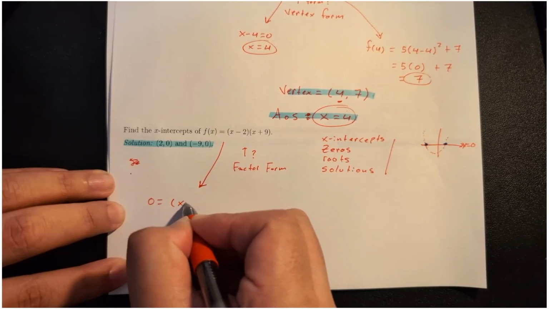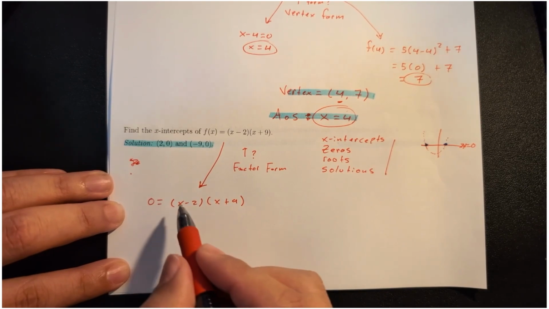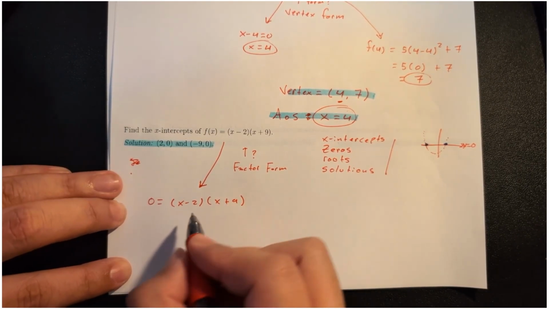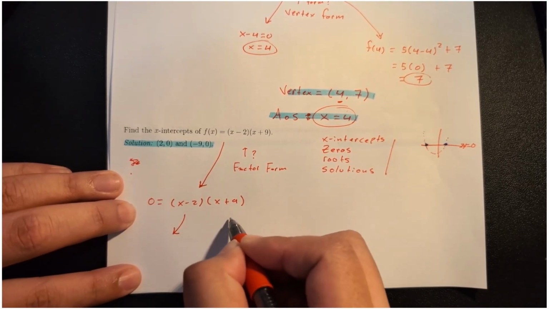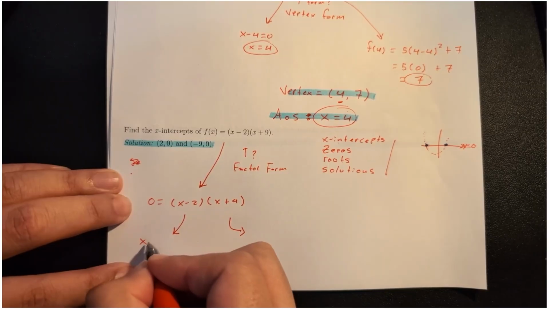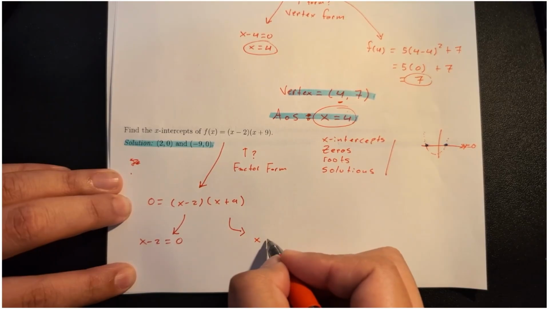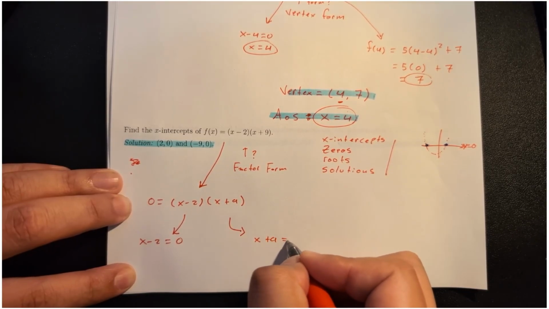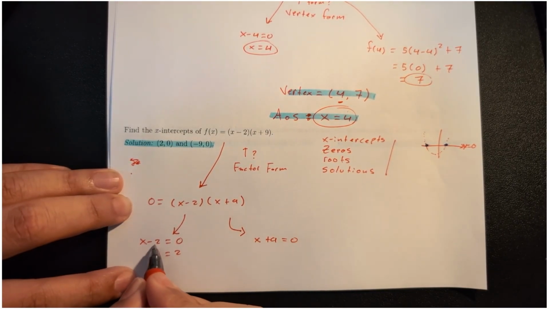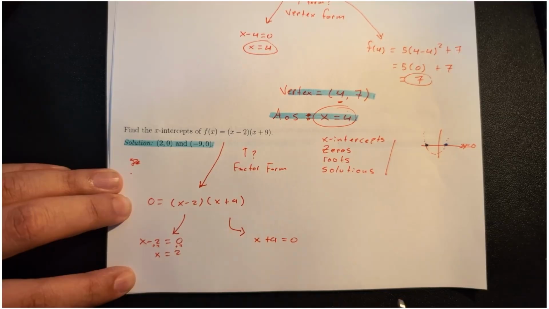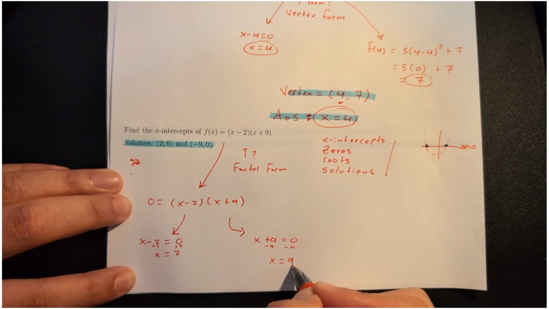0 is equal to x minus 2 and x plus 9. So if it's already factored like this, then to find the x values where it equals 0, we simply break it up. x minus 2 is equal to 0, and x plus 9 is equal to 0. Here we get x equals 2 by adding 2 to both sides. Here I subtract 9, I get x equals -9.